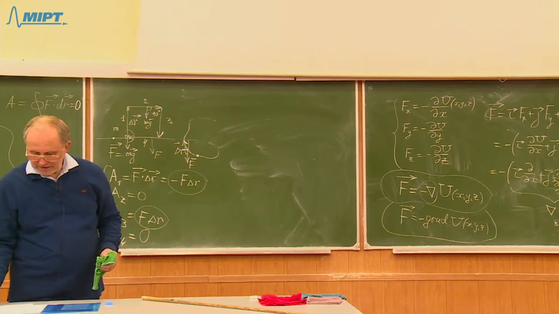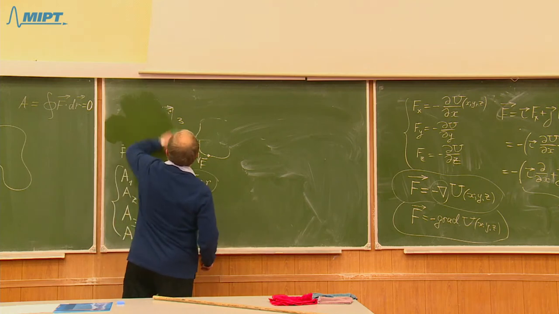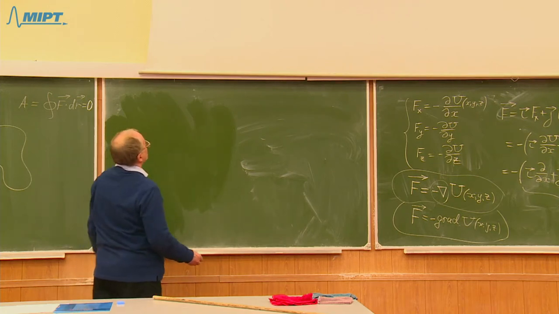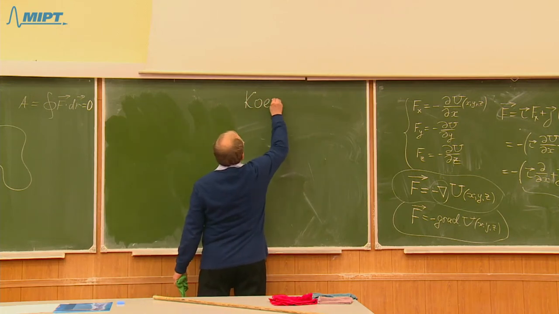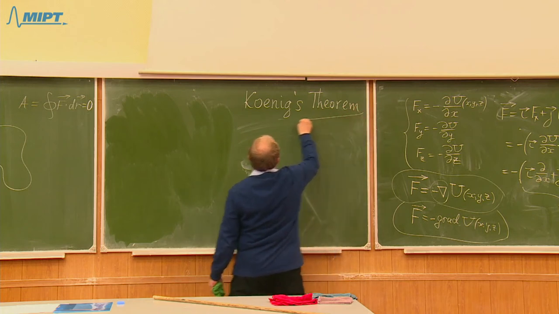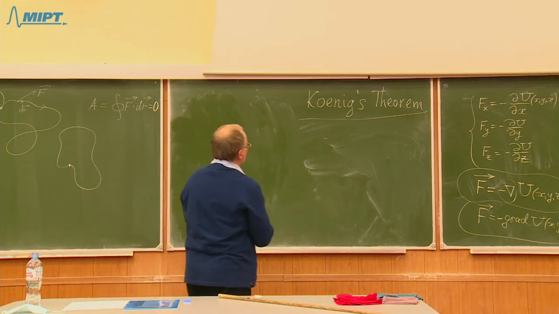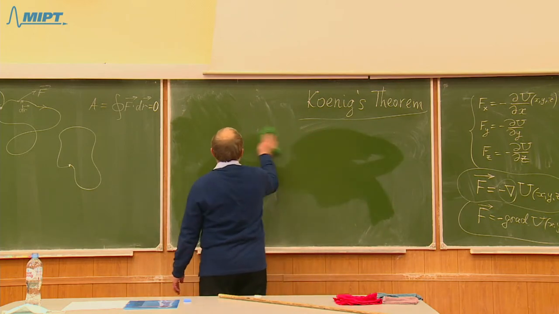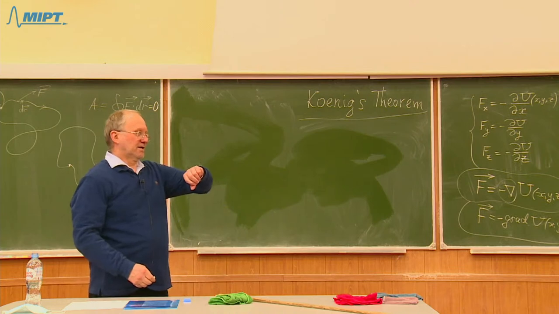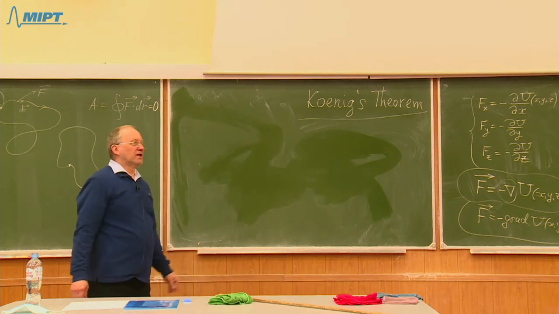So the next thing we have to consider, if we have time, I'm afraid we don't have time, but anyway, we will write down Koenig's theorem. The next topic will be Koenig's theorem. Certainly we have no time to finish this, but I will just start it here today, and I will finish it next time.